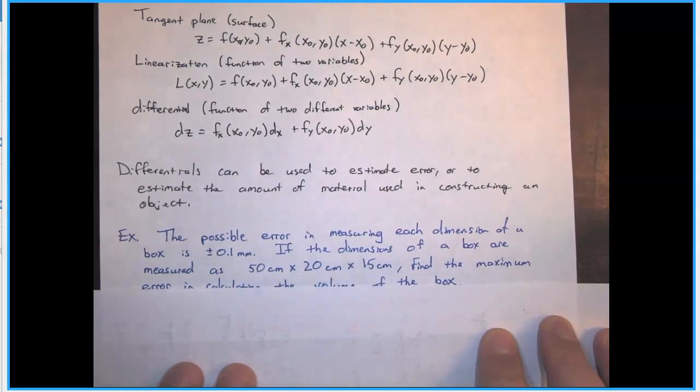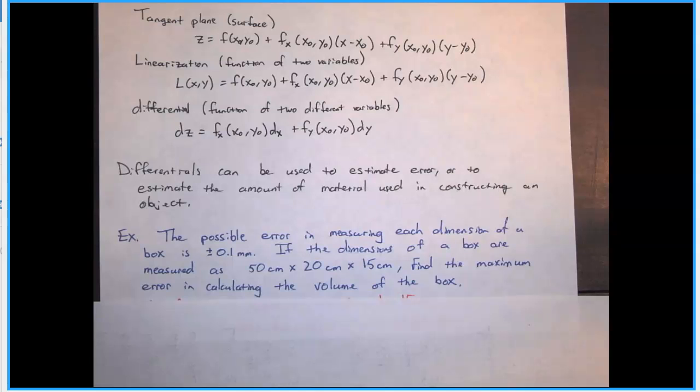The first one deals with a measurement and a tool that's used to measure something, and there might be some error in that tool. So it says the error in measuring each dimension of a box is plus or minus 0.1 millimeter. If you have a box with dimensions 50 by 20 by 15 centimeters, find the maximum error in calculating the volume of the box. So if we have some measurements, 50, 20, 15 are the measurements. Each of these measurements might be off by plus or minus 0.1 millimeters. So if this is the case, what's the maximum error we could have in the volume?